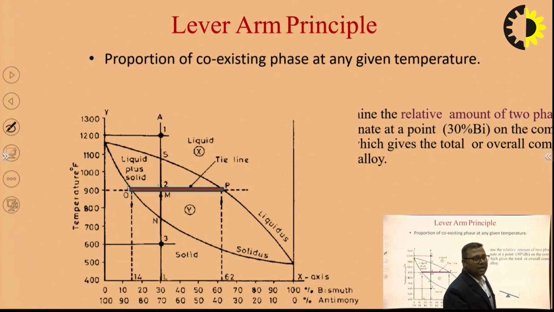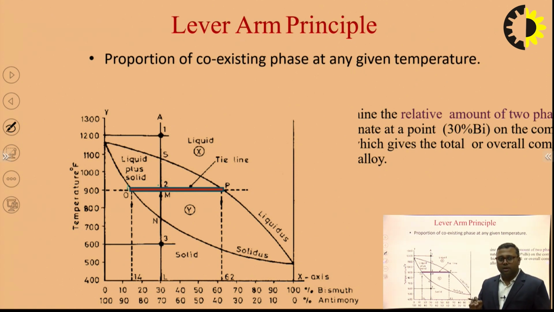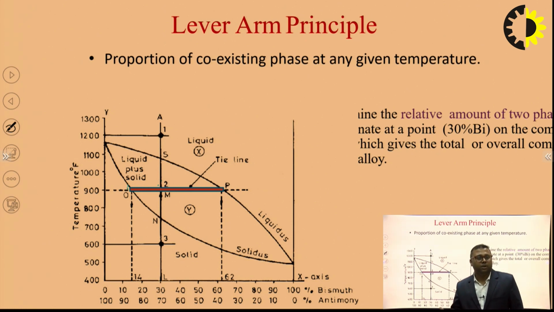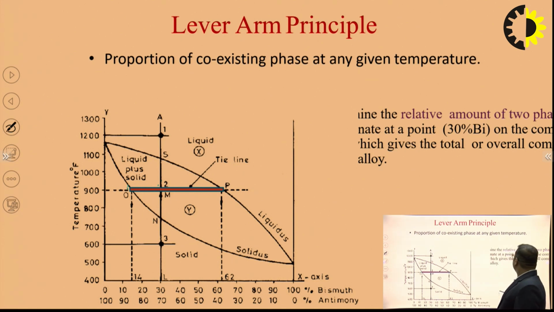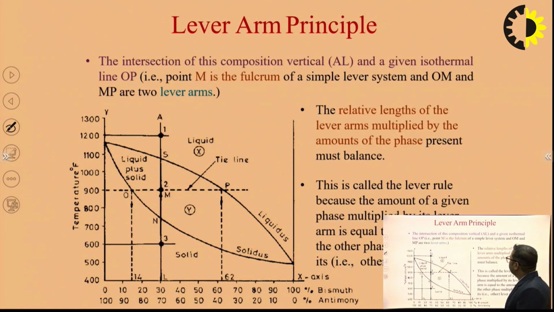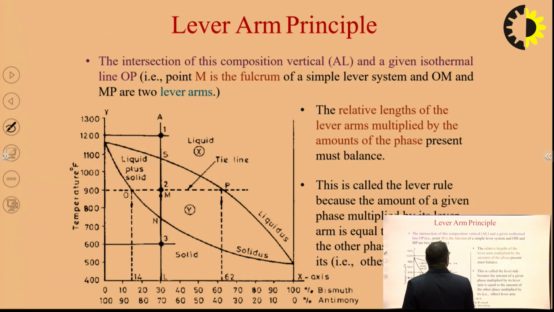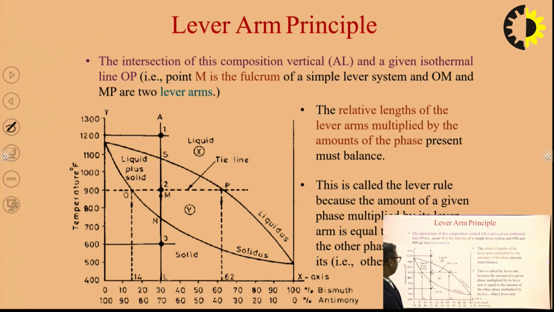So with the help of this tie line, you can actually find out the mass fraction of liquid present in the alloy system, and the mass percentage of solid present in the alloy system. In the further study, we will study how the mass percentage or the fractional percentage is found between these two components. So the lever arm rule actually shows the intersection of this composition vertical line AL and a given isotherm line OP.